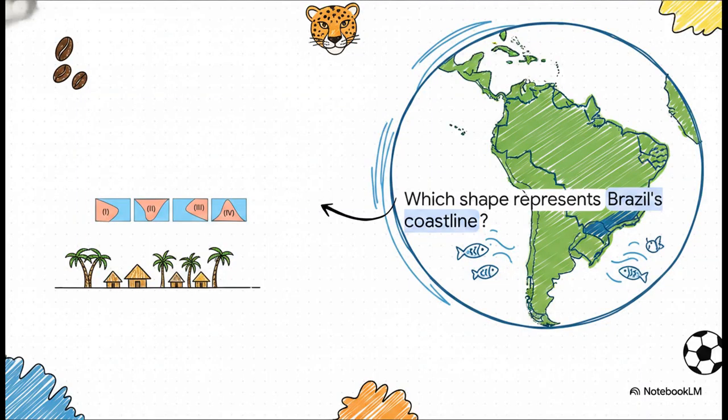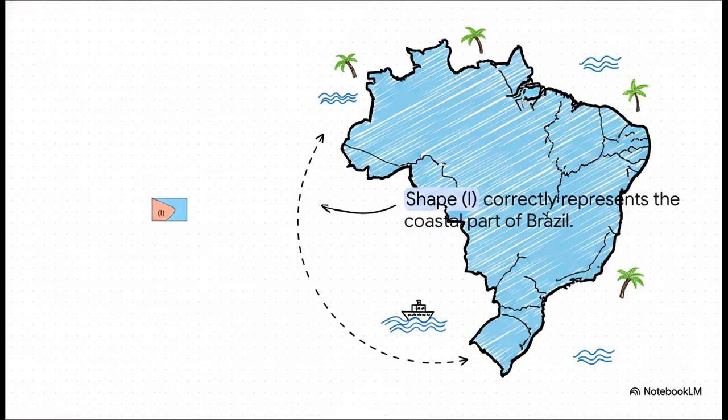Okay, the board exam actually tests this knowledge with a really fun visual puzzle. Take a look at these four abstract silhouettes. Just based on what we've talked about, can you guess which one represents Brazil's coastline? I'll give you a second to think about it. And here's the reveal. It's the first shape that correctly represents the coastal part of Brazil. Just look at that distinct, sweeping curve thrusting out into the Atlantic Ocean. It's a completely iconic shape that defines the entire eastern edge of the South American continent.